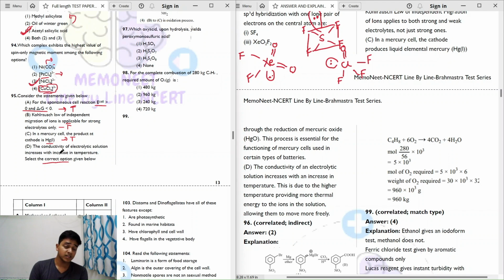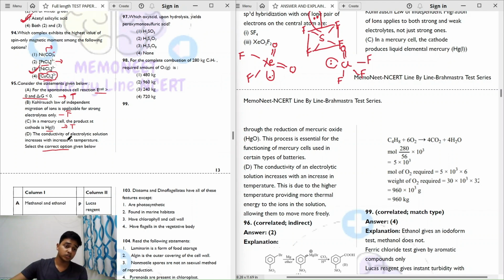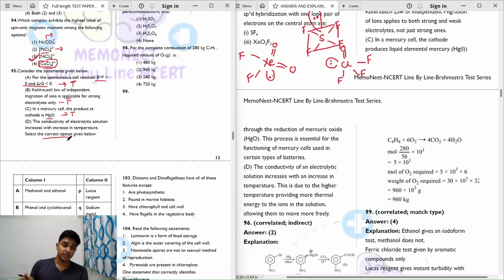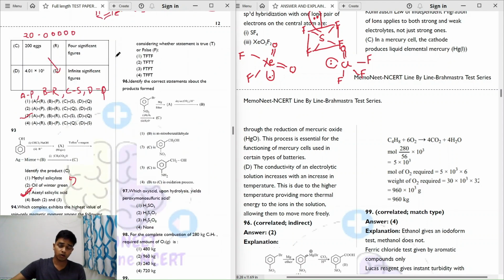And the final statement says the conductivity of electrolytic solution increases with increase in temperature. When we increase the temperature, conductivity will increase in the electrolytic solution, because the ions will have more kinetic energy, and when they have more kinetic energy, they will move faster and more freely. So this will be a true statement. So we have TFTT. So this will be option 2. So option 2 will be the correct answer.